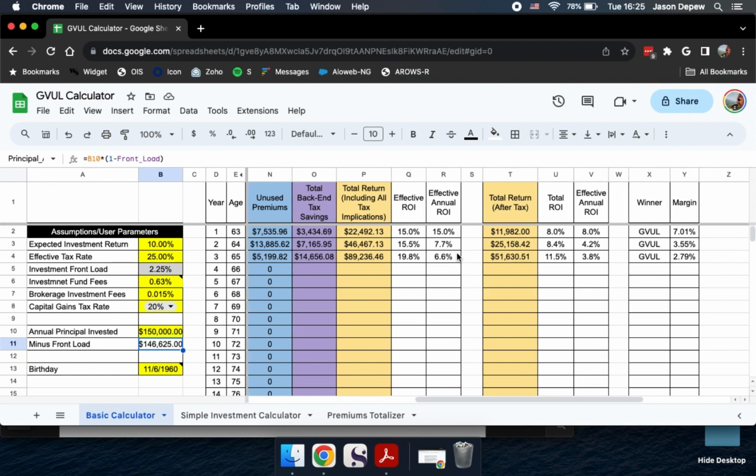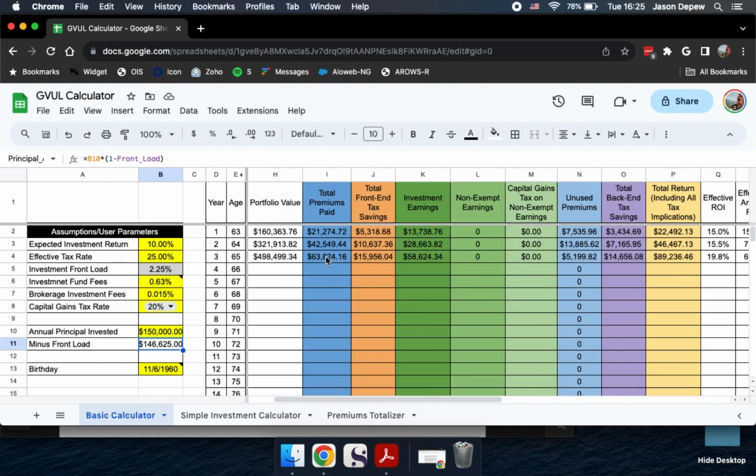Your effective annual ROI goes down, but that's a lot of earnings. That's almost 60,000 in earnings that are not going to get taxed on the back end, and it's $60,000 of imputed income that won't get taxed on the front end. That's a lot of savings right there.